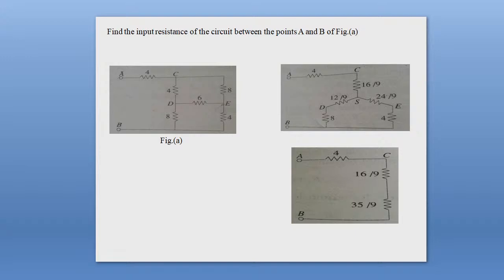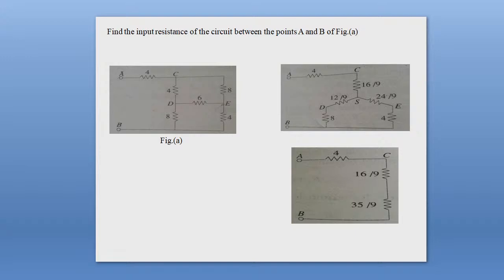You see, after figure A, I have given another figure. In this figure, you see a star network is associated with it. The pi network in the original figure A is converted into a star network in the second figure, and at the bottom of the second figure, you see the parallel resistance between terminal S and B.